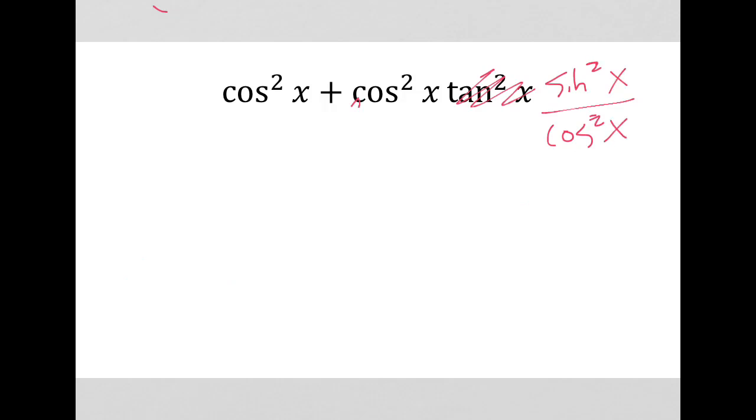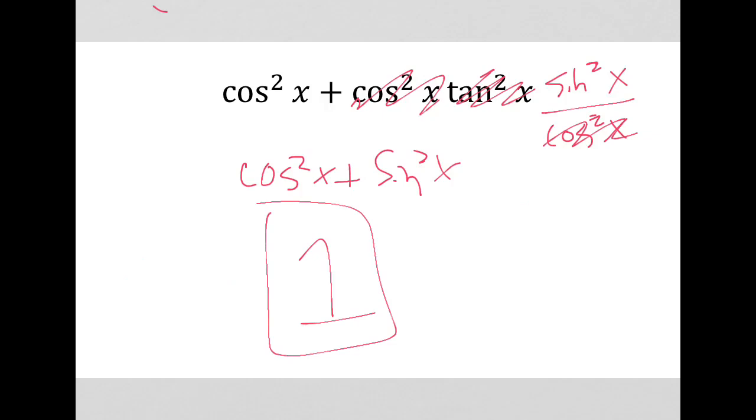But look at what happens. Cosine squared x and cosine squared x. So we're left with cosine squared x plus sine squared x, which is the Pythagorean identity. So we get 1.